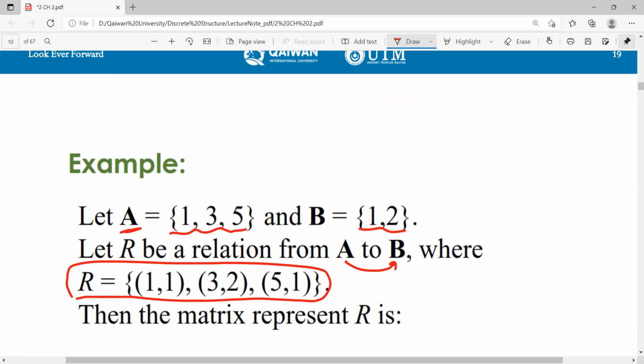To represent this relation as a matrix, what do we do? We first should write down the number of rows and columns. How many rows do we have? Number of rows is the same as the number of elements in set A. Okay, so how many elements do we have in A? 3.